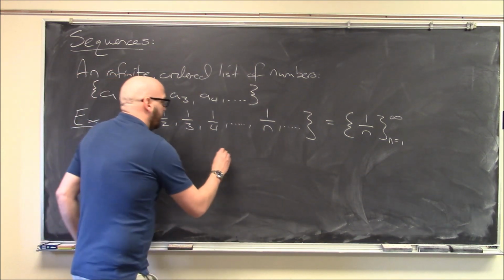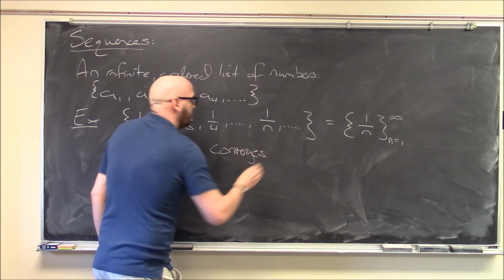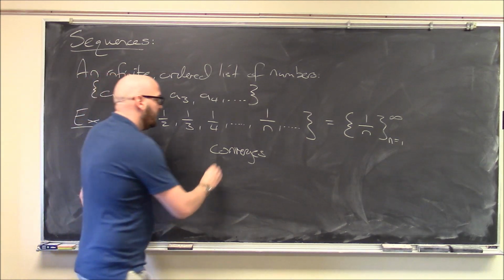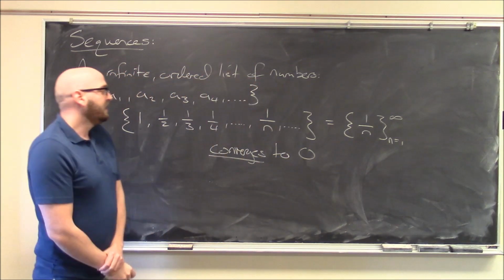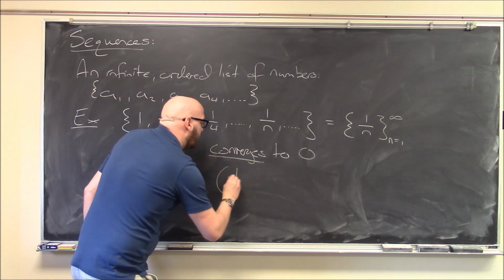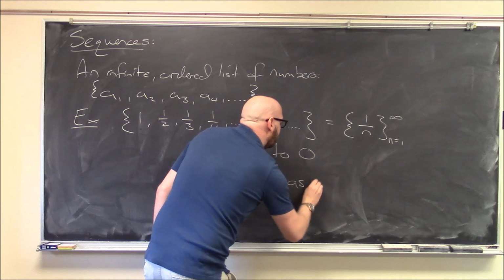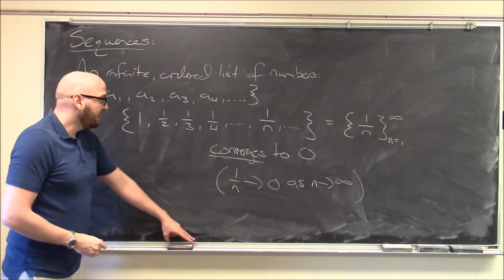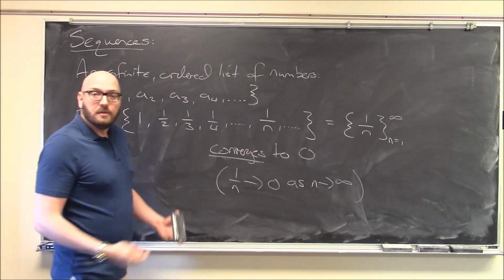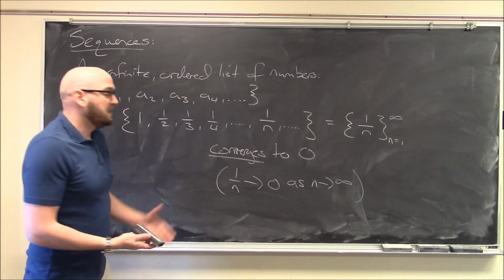So we would say that this sequence converges. This is the terminology we use. If it approaches a fixed number, this converges to 0, right? Because 1 over n is indeed tending to 0 as n goes off to infinity. If a sequence doesn't converge, if it's not approaching any particular fixed number, then it's said to diverge.